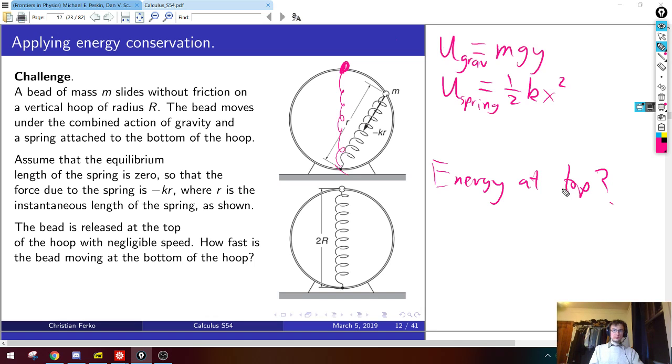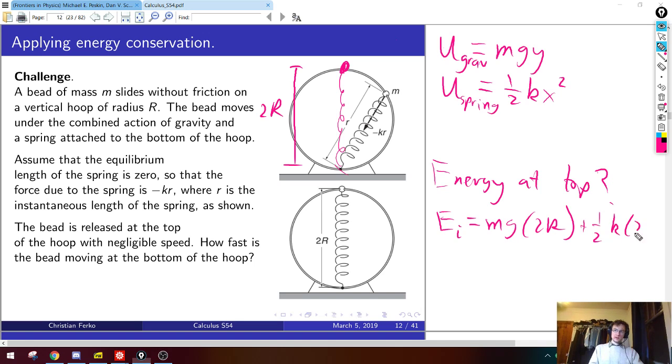We're putting in 2R for each of Y and X, I believe. Yeah, good. Indeed, the height Y, which I put into the gravitational potential, is 2R, because he's all the way at the top. And also the length of the spring is 2R, so X is 2R. Good, so U total equals mg(2R) plus 1/2 k(2R)².